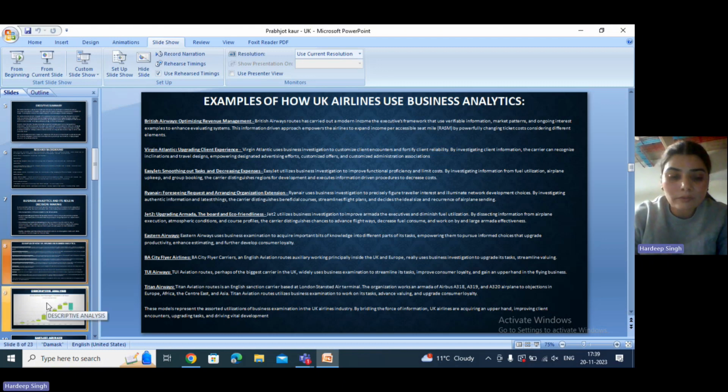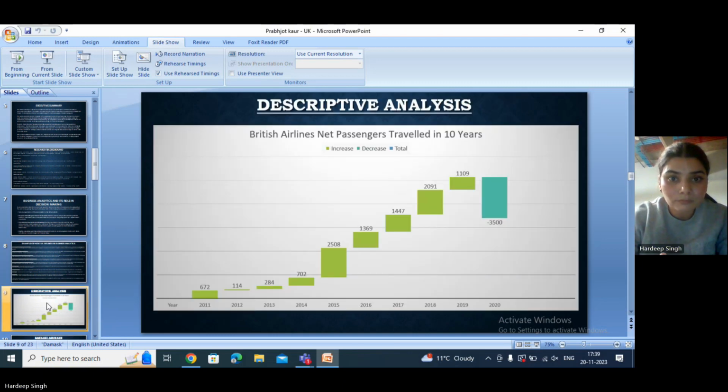Here is the data which I'm going to describe using Statista, and these are the graphs which I am using for describing the clients and their spending on the different airlines.